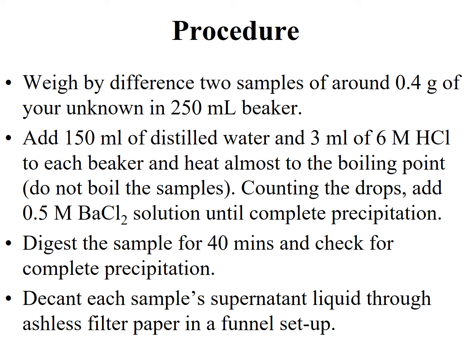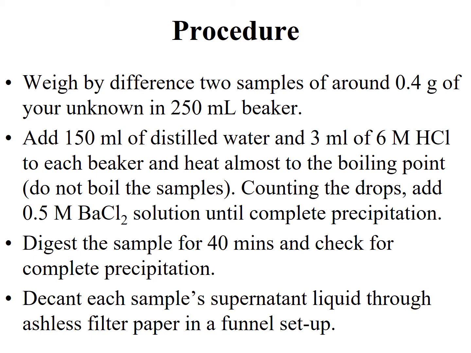And then you count the drops. You're going to add 0.5 molar barium chloride from a dropper until precipitation appears to be complete. When you say complete precipitation, when you add a precipitating agent, there's no more solid that is formed. The way that you're going to do it is, if you add and you see cloudiness, that means you still need to add more barium chloride. Barium chloride is the source of your barium ion.